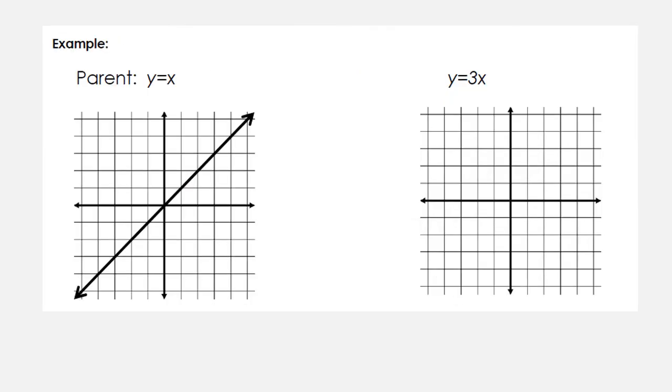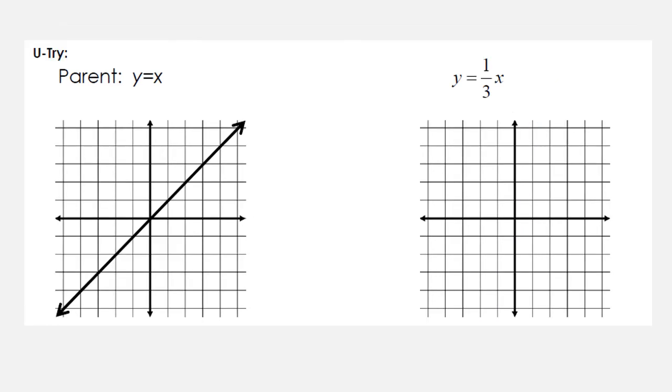Here's an example. I have the parent function already given. Now I will find vertical stretch by 3. I will have the same origin. This time my slope is going to be 3. All I need to do is to connect this line, and this is the y = 3x line. Here's one for you to try. Determine whether you need to do vertical stretch or compression.